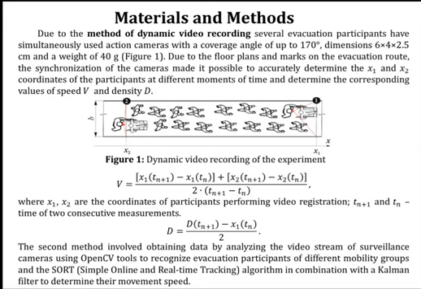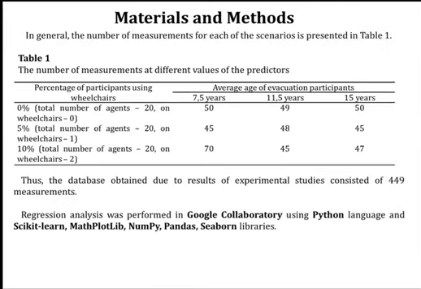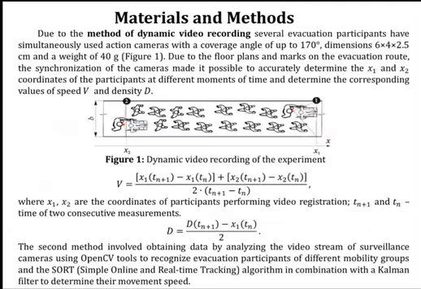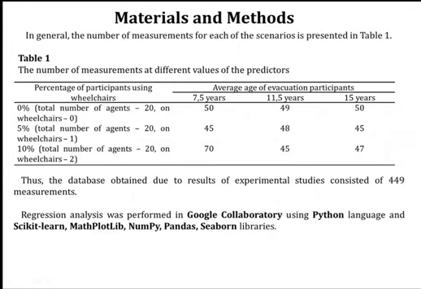So we obtained data, and we made the data set in which we wrote such characteristics as speed, density, average age of evacuation participants, and the percent of participants using wheelchairs. We performed experiments on 3 different scenarios. In the first scenario the percent of participants using wheelchairs was 0, so the flow was homogeneous. Everybody had not used wheelchairs.